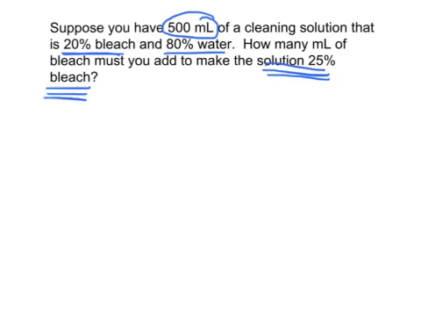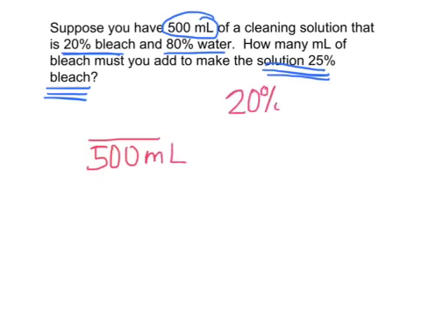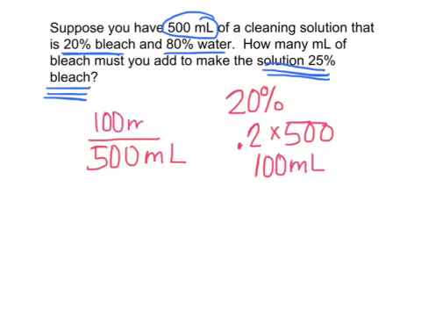Let's start with getting an idea of how much bleach we actually have in the solution. So right now our solution has a total of 500 milliliters. And of that, 20% is bleach. Well, 20% as a decimal is 0.2. And if we multiply that by 500, we can get an idea of how much of the solution is actually bleach. And 0.2 times 500 is 100.